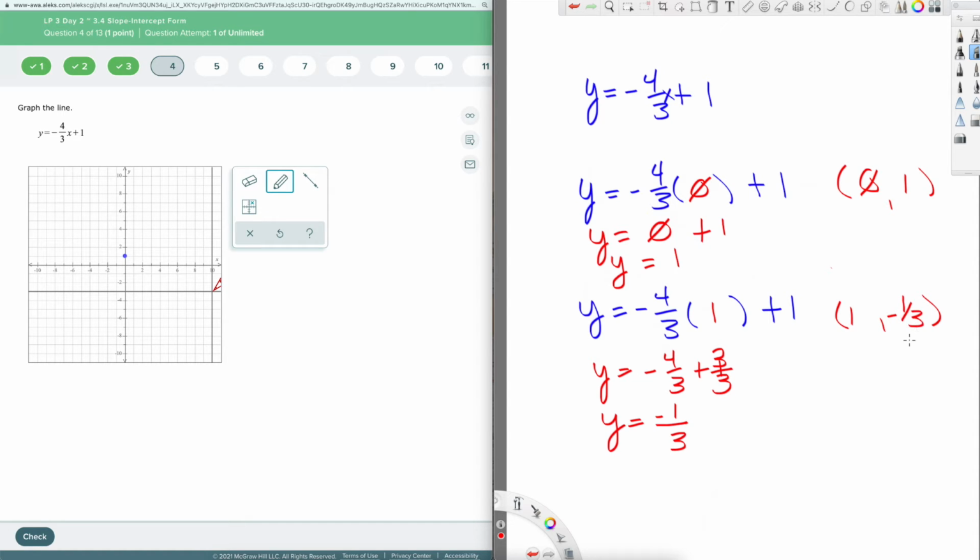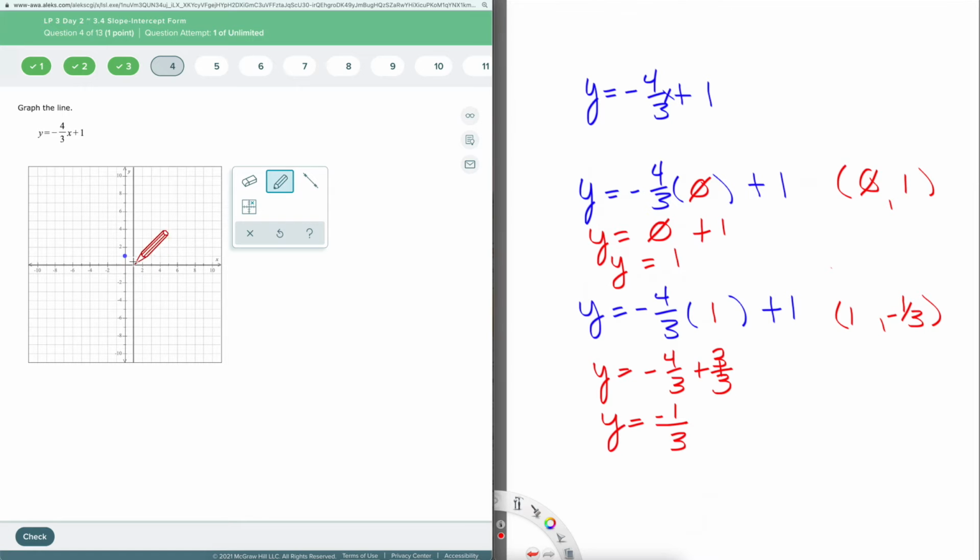So I can't graph that with this pencil tool. If I go over 1, I can't go up 1/3. It bounces in between 0 and 1.